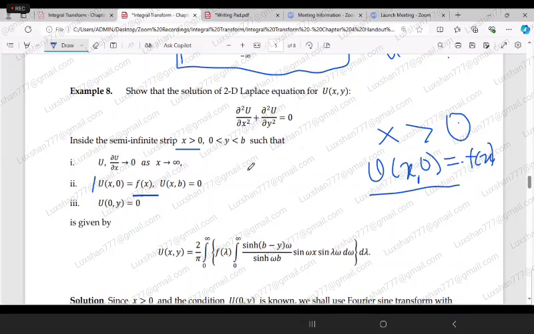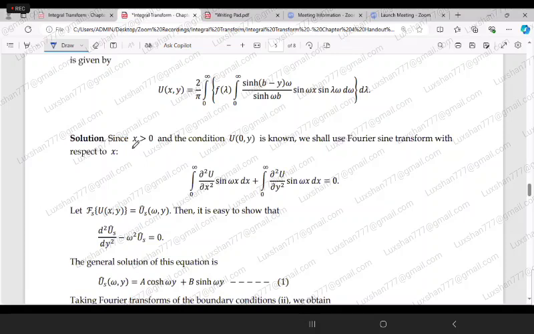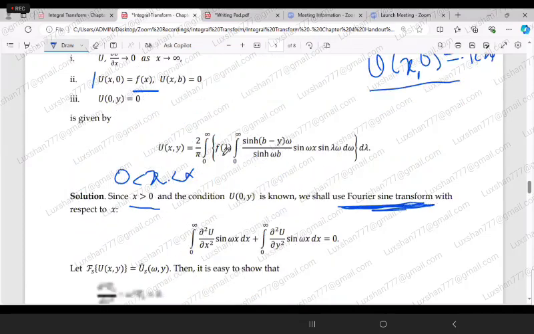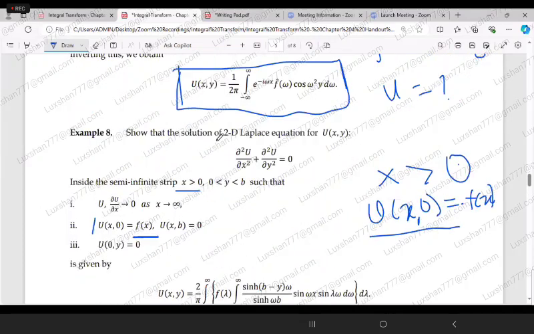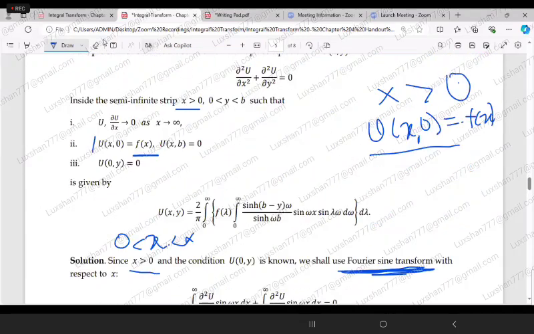Therefore, what kind of transformation do we want to use? Since x is greater than 0, what does x greater than 0 mean? x is between 0 and plus infinity. So we want to use the Fourier sine transform. Then we take the Fourier transform throughout the equation. So if you take the Fourier transform throughout the equation, what is the thing you will get here?